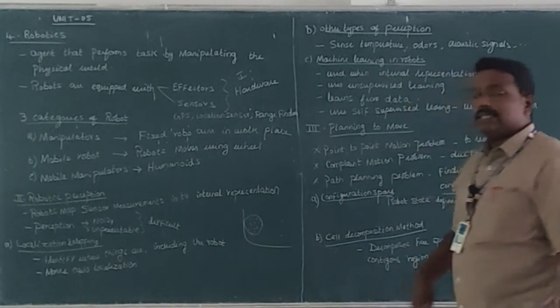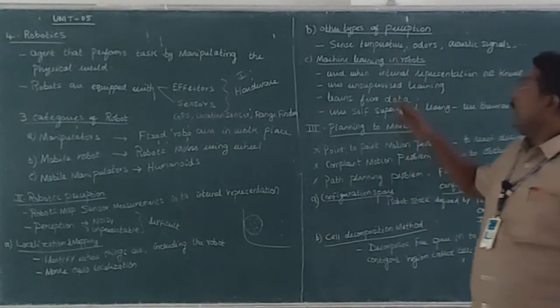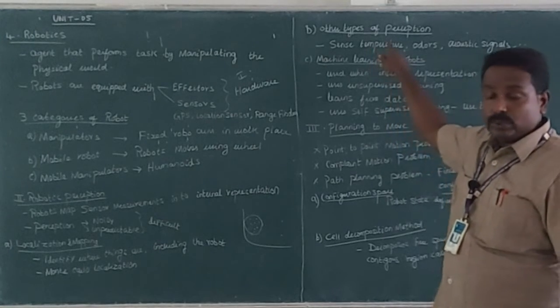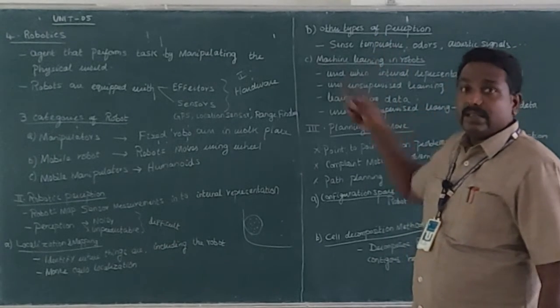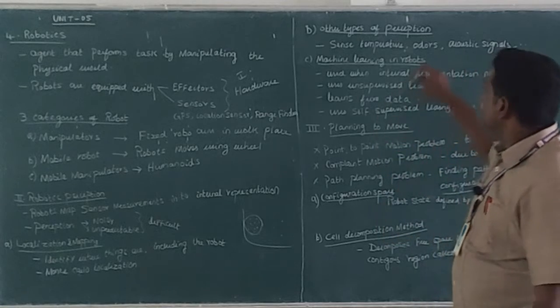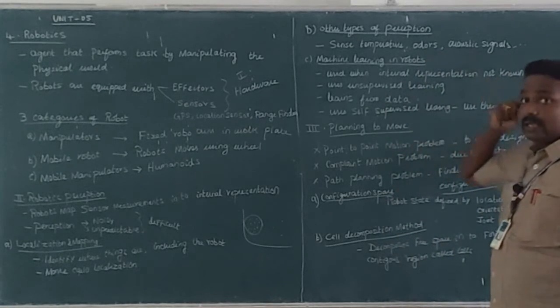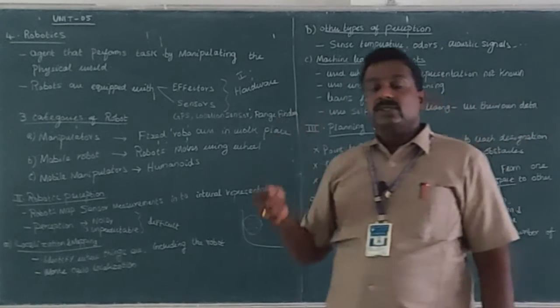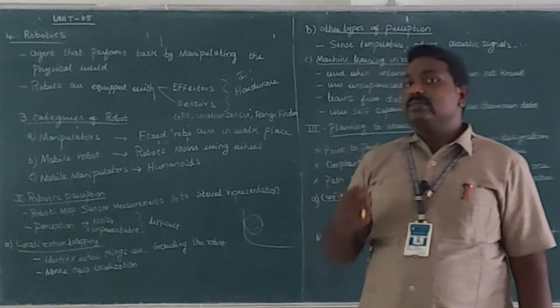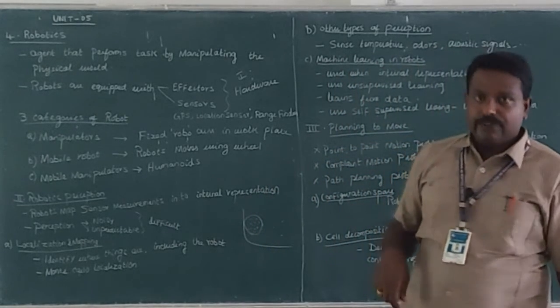Similarly, the other types of inputs that the agent can have are sensors to sense the temperature, to smell the odor, to sense the odor, and also acoustic signals, sound signals. So these are some of the other sensors through which the agent can get the information.